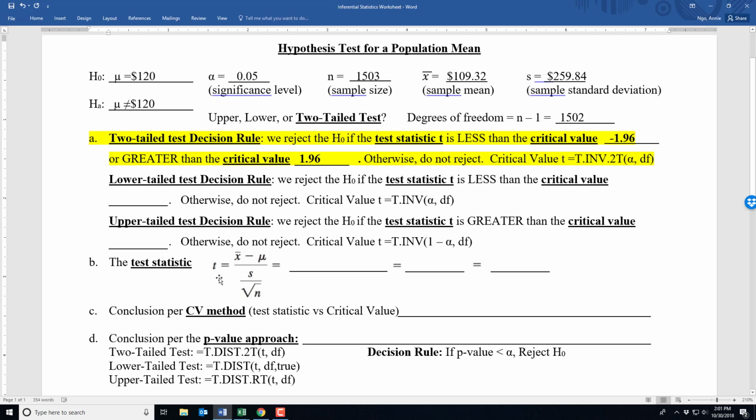In part B, we'll go ahead and plug our variables into this formula. Let me show you briefly what numbers would appear. For our sample mean, our X bar, that's going to be the $109.32 minus our hypothesized population mean. That's over here, the 120. And for our standard error, at the bottom, my sample standard deviation is the 259.84 divided by the square root of my n. So my n is the 1,503. Closing out. You can use a calculator if you want. Again, I always like to do it by parts, but let's go ahead and do it in Excel.